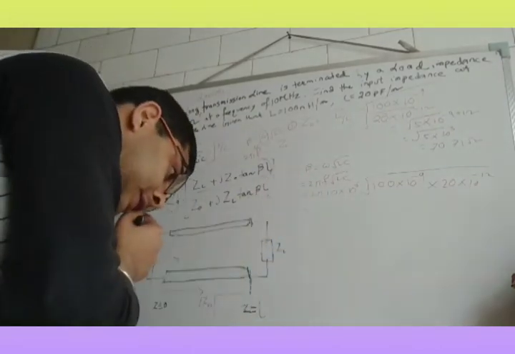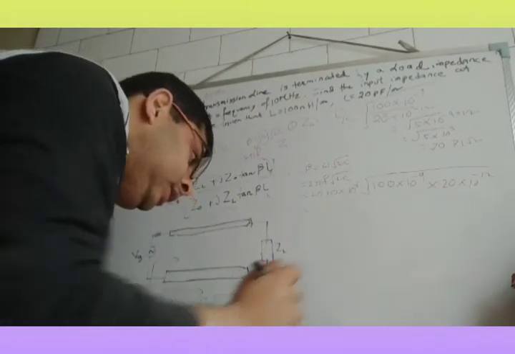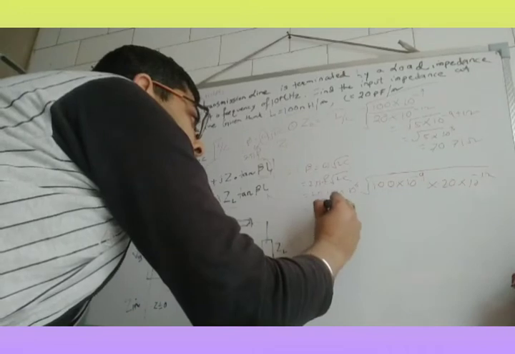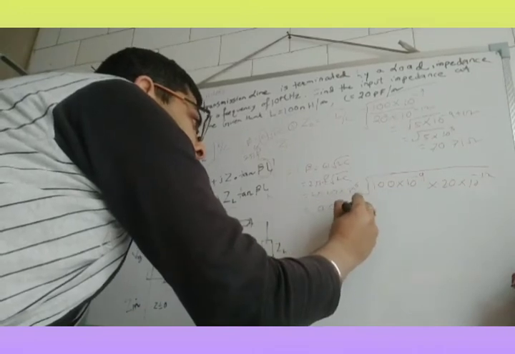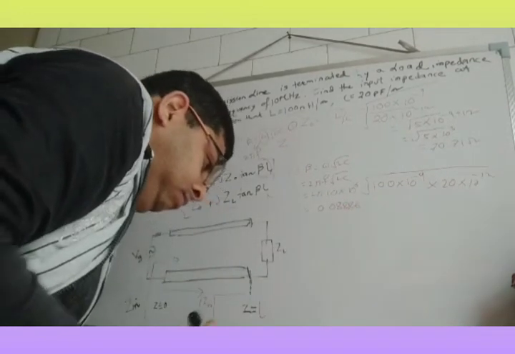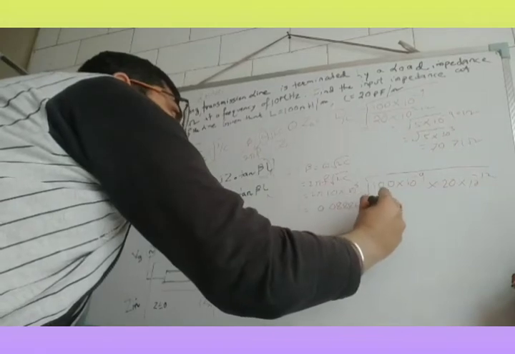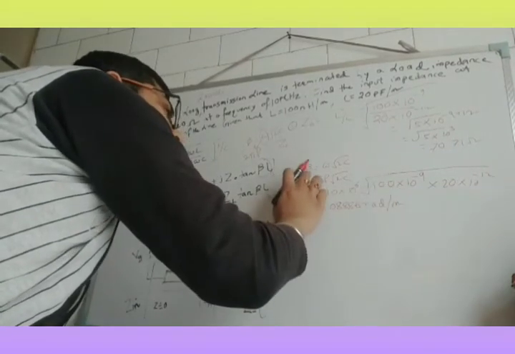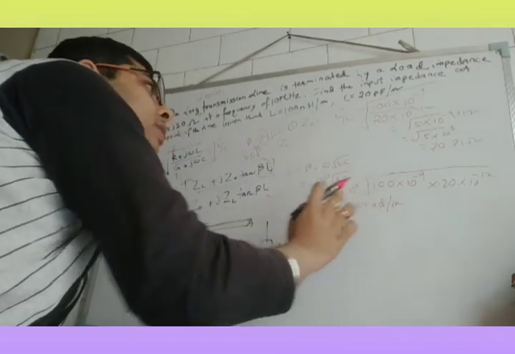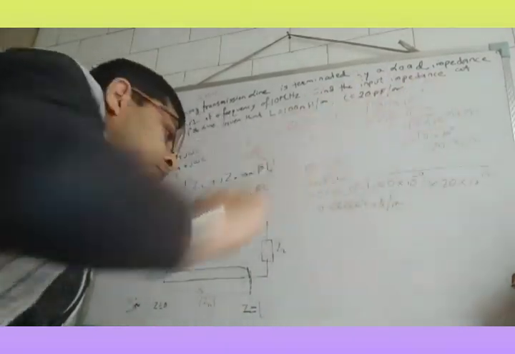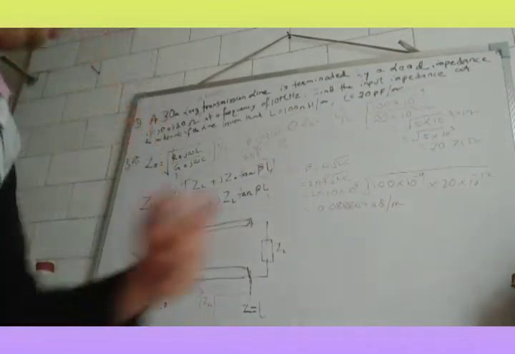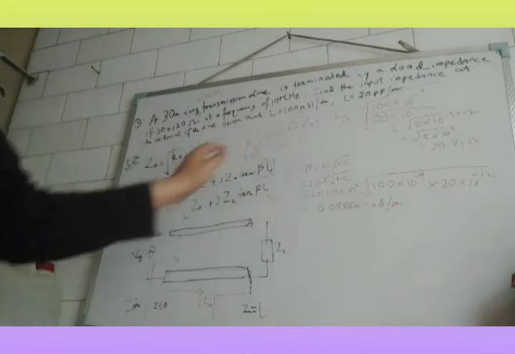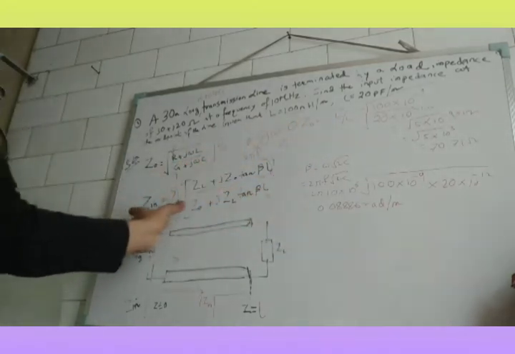Now if you calculate, this beta will be how much? 0.08886 rad per meter. Remember the unit of beta is rad per meter. This will be ohm. So now we are ready with this. You can easily put this value in this equation.